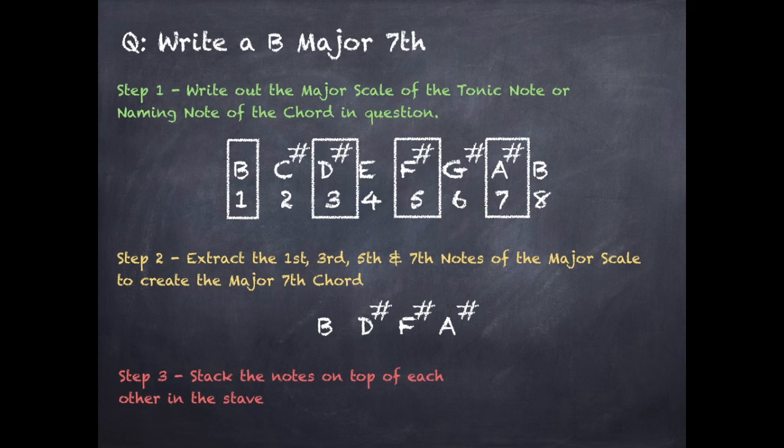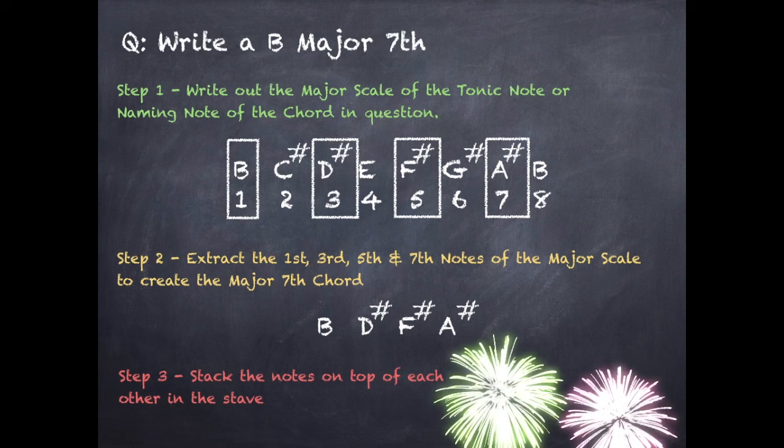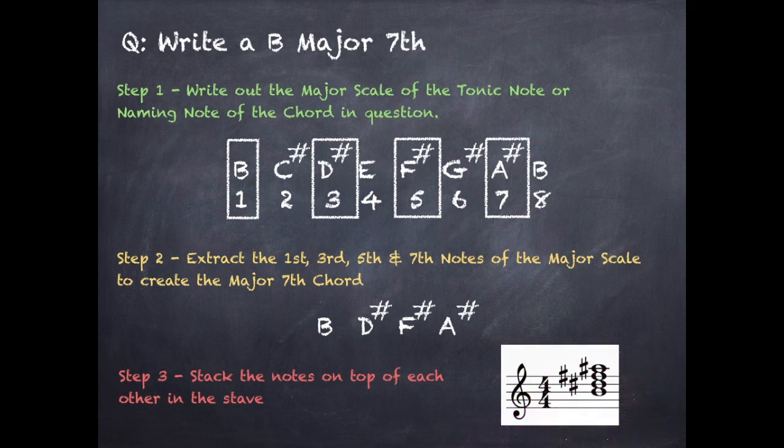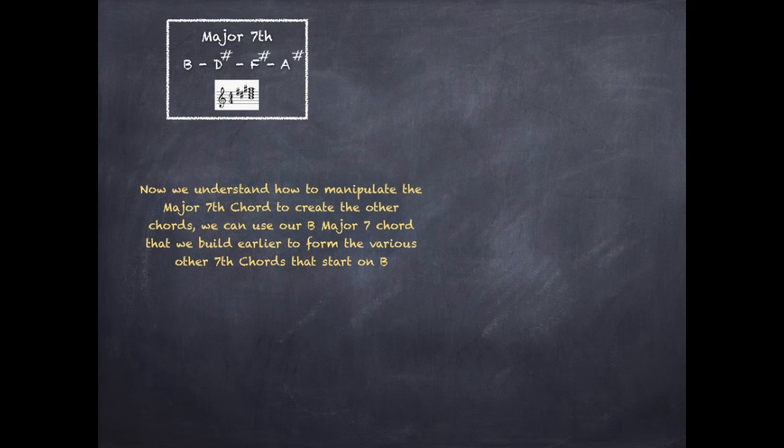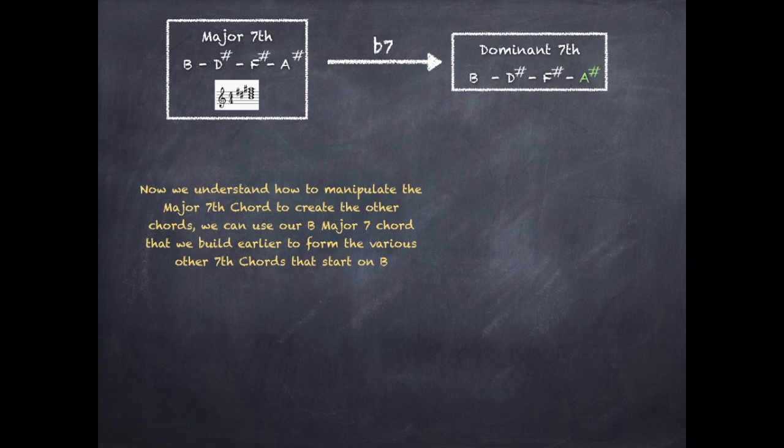Now we stack the notes on top of each other in the stave, and that is our foundation to build the rest of the seventh chords that start on the B. So we apply our formulas. There's our B major 7. If we flatten the 7, which is A sharp, it becomes A, and we have a B dominant seventh chord.